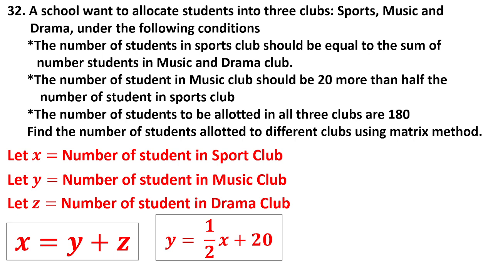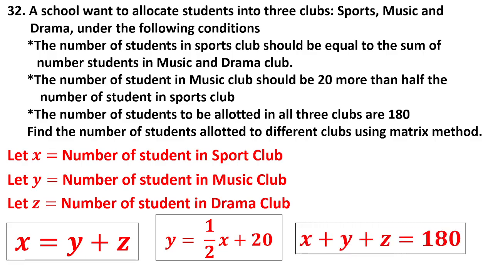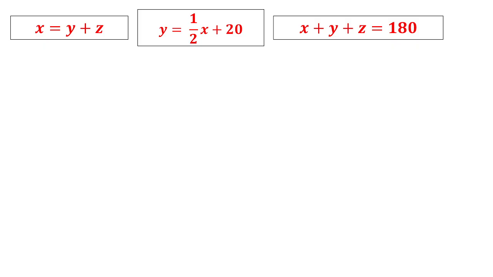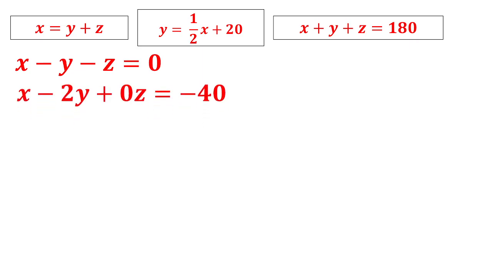Third equation is very simple. The number of students to be allotted in all the 3 clubs are 180. Therefore sum of x plus y plus z is equal to 180. Now we have to write the equations in this format, that is x, y, z on the left and the right hand side. Then x, y, z right hand side. Then x, y, z right hand side.